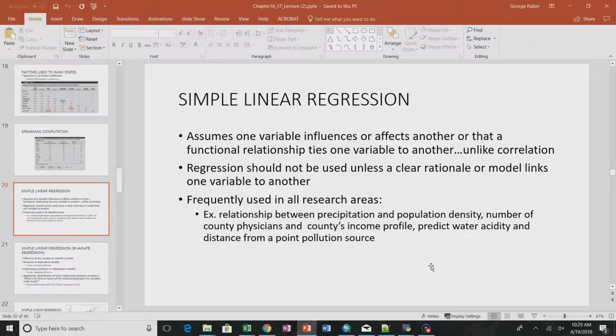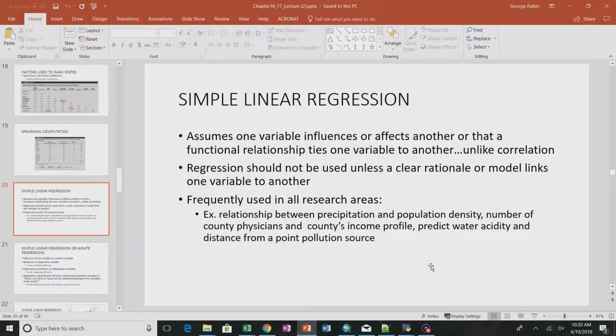Because we're trying to establish that functional or mathematical relationship between the two variables, we should not use regression unless there's a clear rationale or model between the two variables. Next week we'll talk about how you can actually have more than one predictor variable.